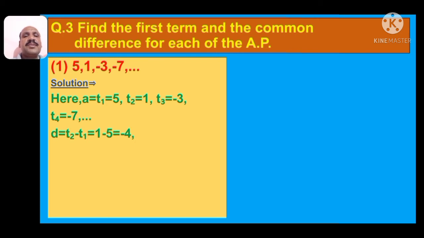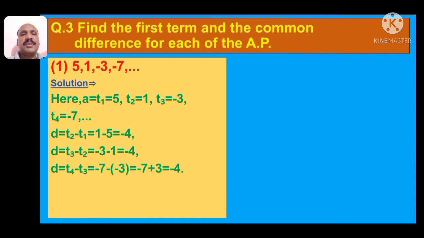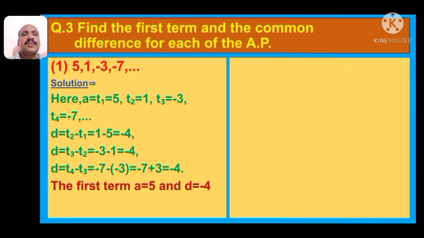Now difference D is equal to T2 minus T1, which is equal to 1 minus 5, that is minus 4. D is equal to T3 minus T2 is equal to minus 3 minus 1, which is equal to minus 4. D is equal to T4 minus T3 is equal to minus 7 minus minus 3, that is minus 7 plus 3, which is equal to minus 4. The first term A is equal to 5 and the common difference D is equal to minus 4.